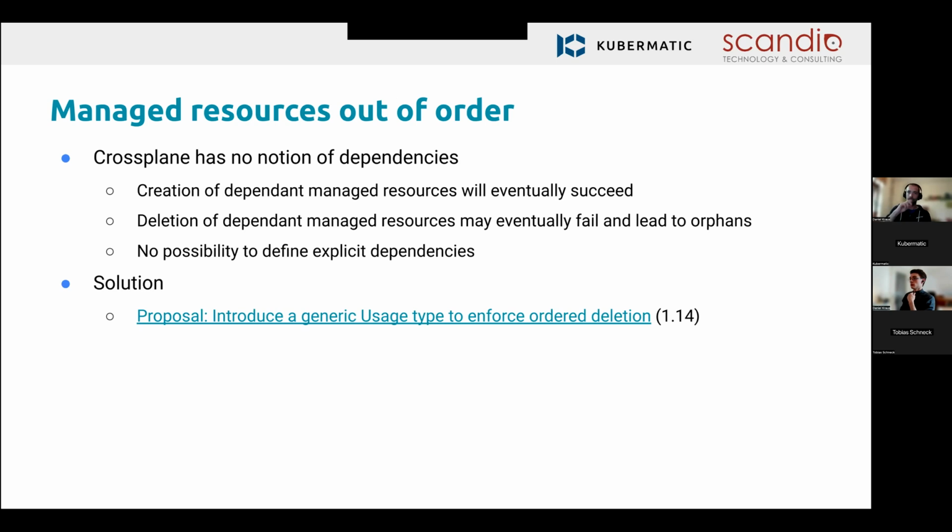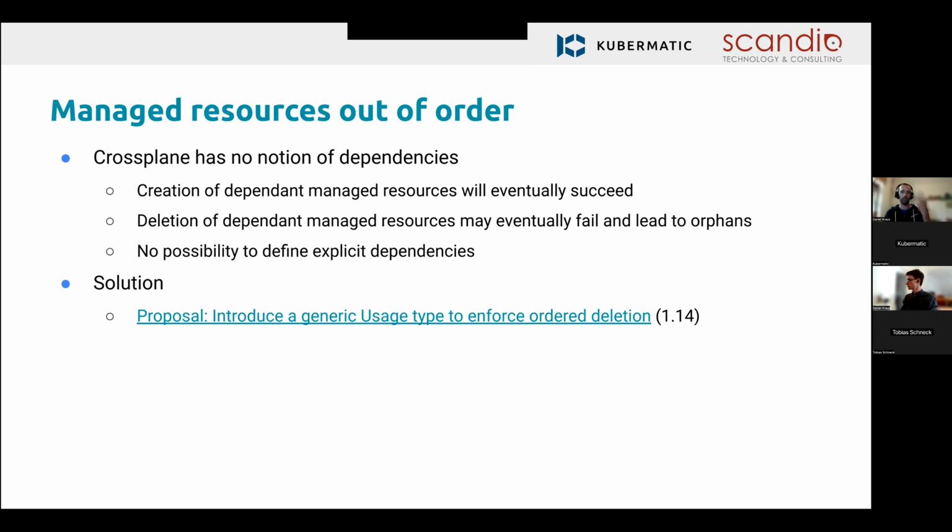And the last issue here is Crossplane has no ability to define dependencies. And if you are familiar with Terraform, you know that you can define dependencies between resources. Terraform in turn will calculate a dependency tree and will create and delete the resources in this specific order. However, this is not the case for Crossplane.